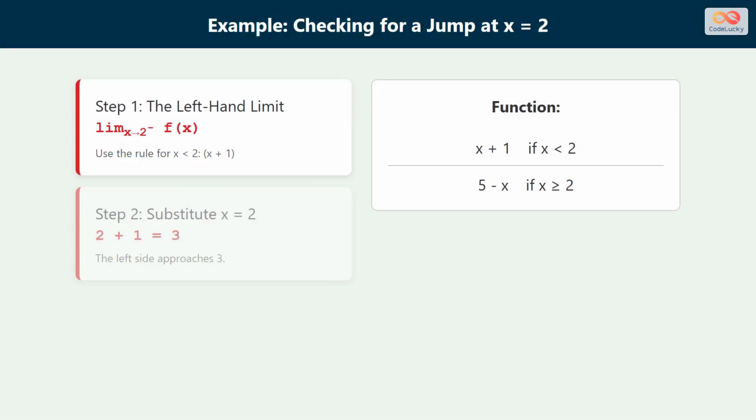Let's test that function for a jump at x equals 2. First, we calculate the left-hand limit. Since we are approaching 2 from the left, we use the formula x plus 1. Plugging in 2, we get 2 plus 1, which equals 3.